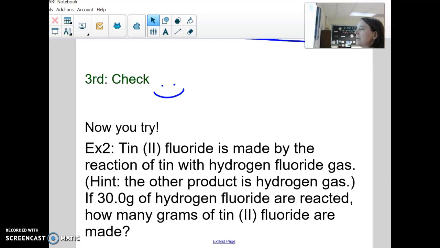So again, we're producing tin 2 fluoride, and you're also getting hydrogen gas, and you're making it by reacting tin with hydrogen fluoride. So tin and hydrogen fluoride are your reactants. So set up a balanced chemical equation, write out your steps, and get an answer.